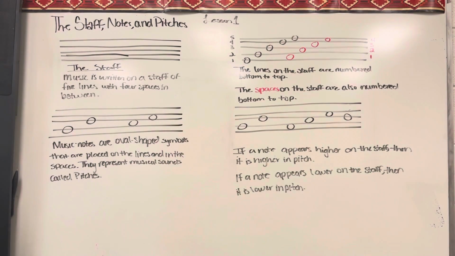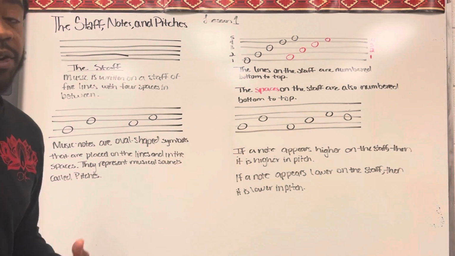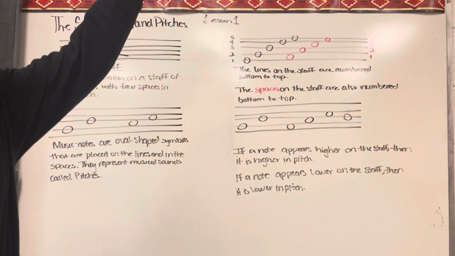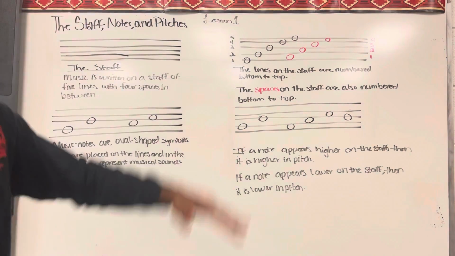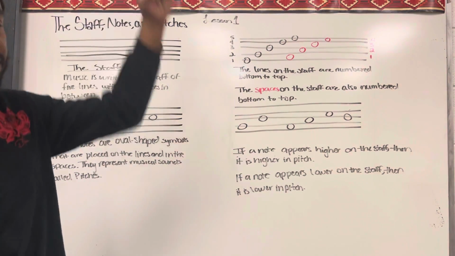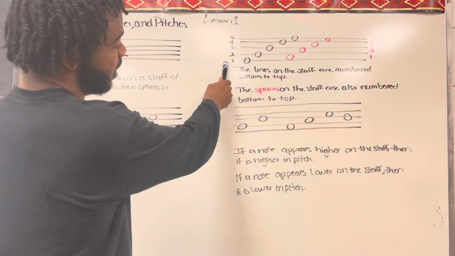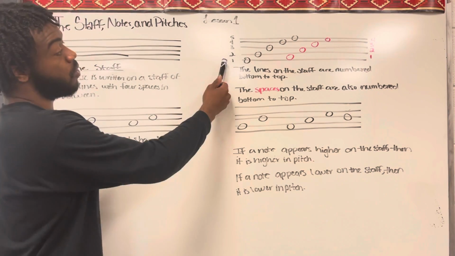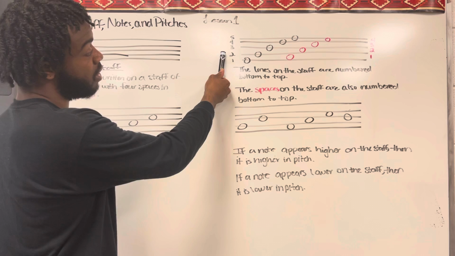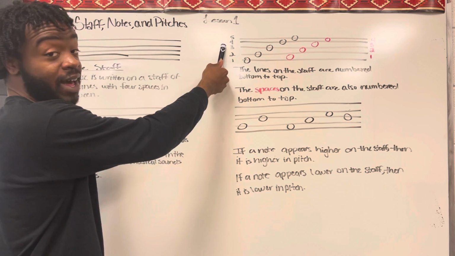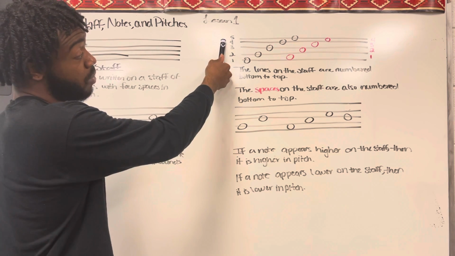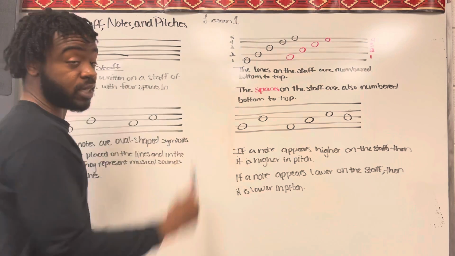Now, the lines on the staff are numbered from bottom to top, the same way that the spaces on the staff are numbered from bottom to top. So imagine you're climbing a ladder. With a ladder, you do not start at the top of the ladder unless you're descending from something. You don't start at the top of the ladder to continue the climb. No, you start at the bottom of the ladder to begin your climb, okay? So line 1 is at the bottom, line 2 is above line 1, line 3 is in the middle of the 5 lines, line 4 is above line 3, and line 5 is at the top, okay?